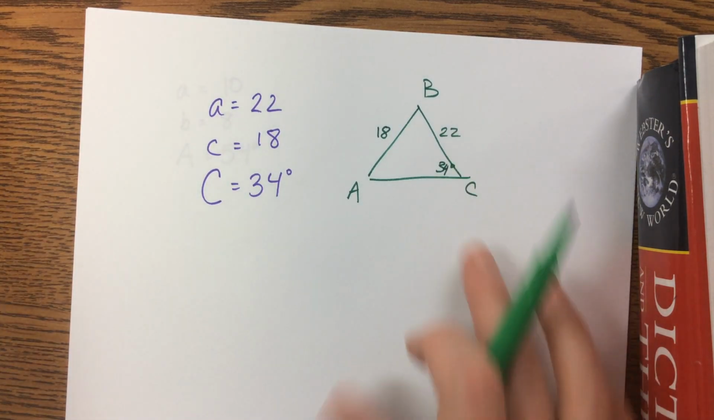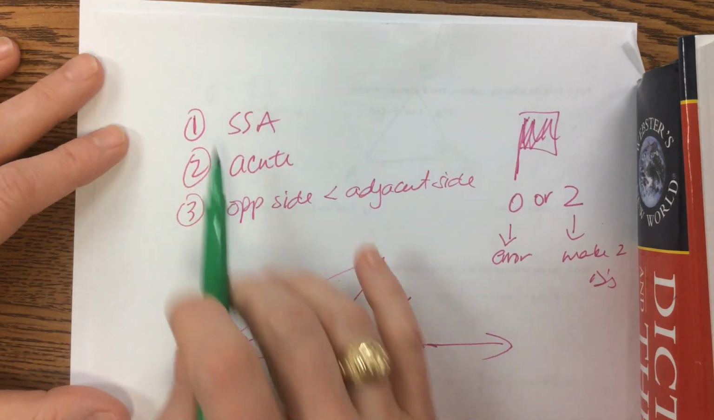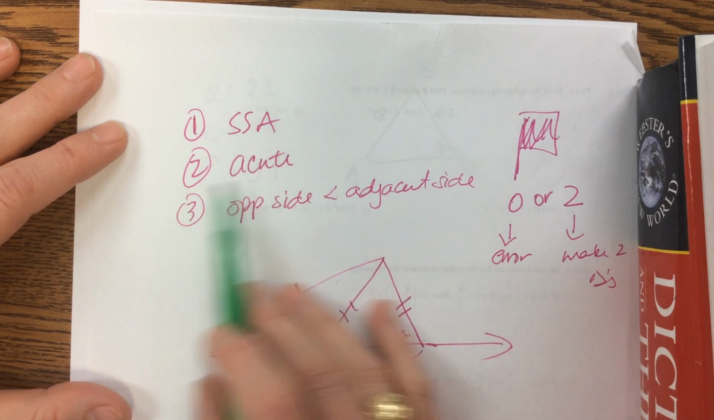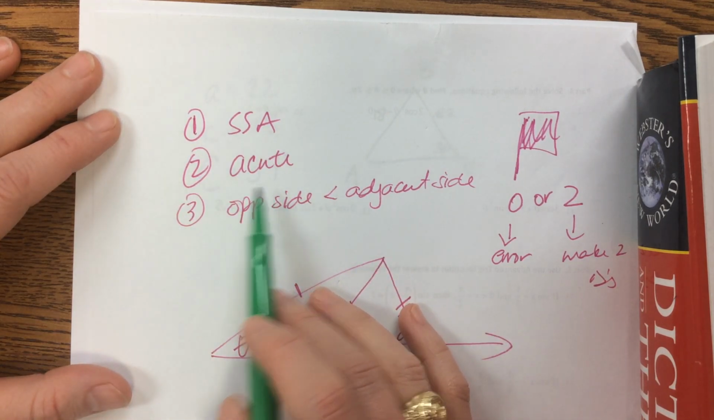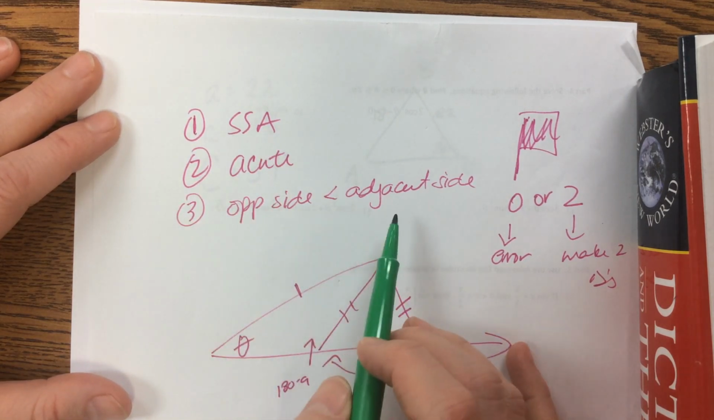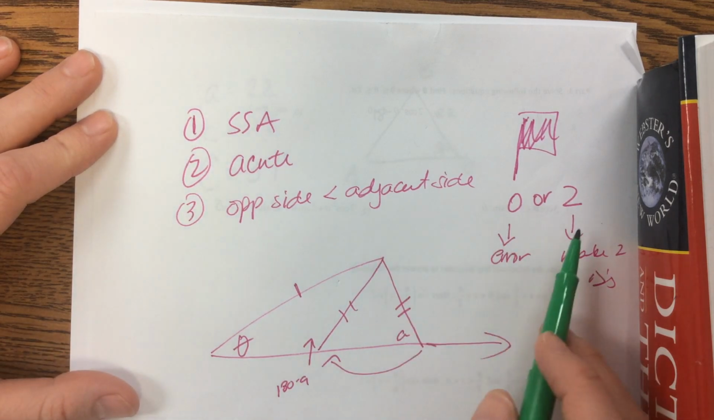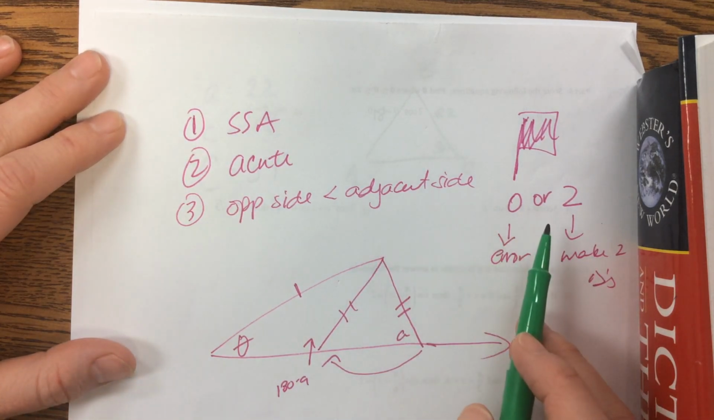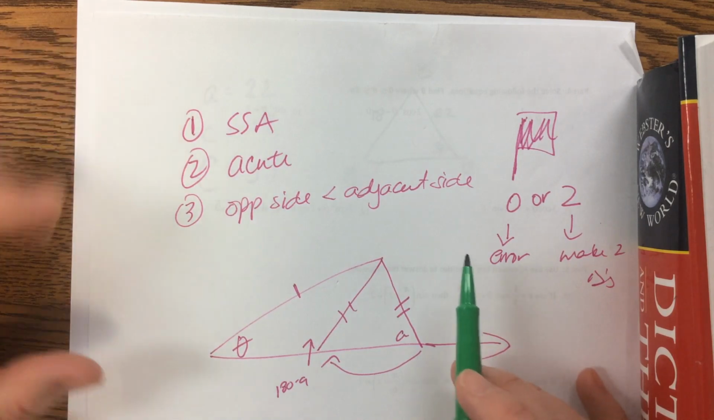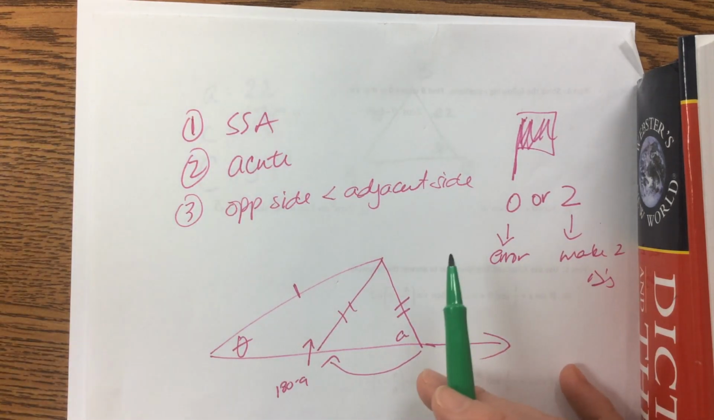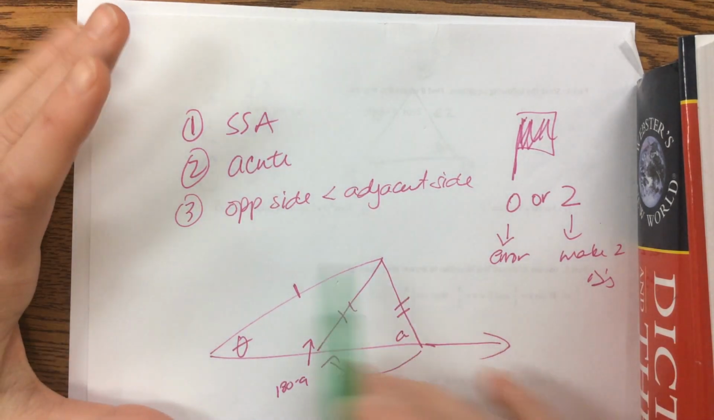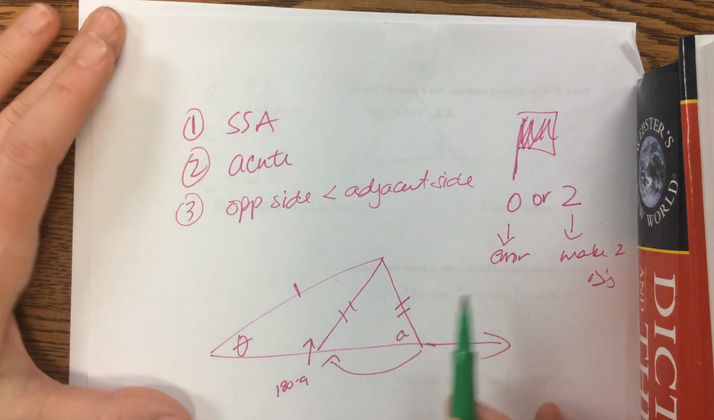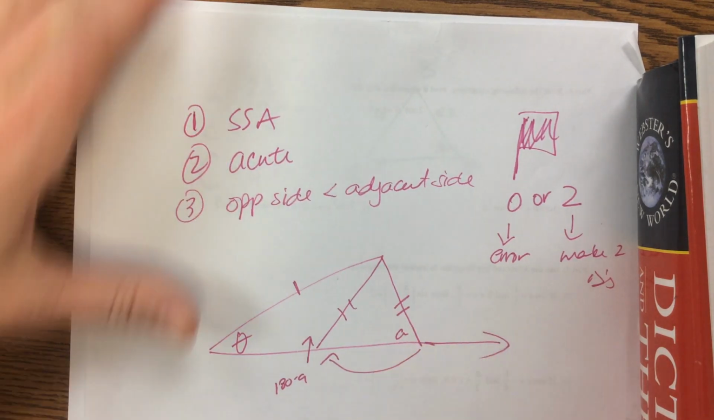Miss Deloach was helping me out, so thank you, Miss Deloach. She was pointing out that as soon as you recognize it's the ambiguous case and the angle they give you is acute, if the opposite side is smaller than the adjacent side, then you have 0 or 2 triangles. I've always just said, figure it out, solve the problem, and see what happens. But if this is helpful to you, you can say thank you to Mrs. Deloach.